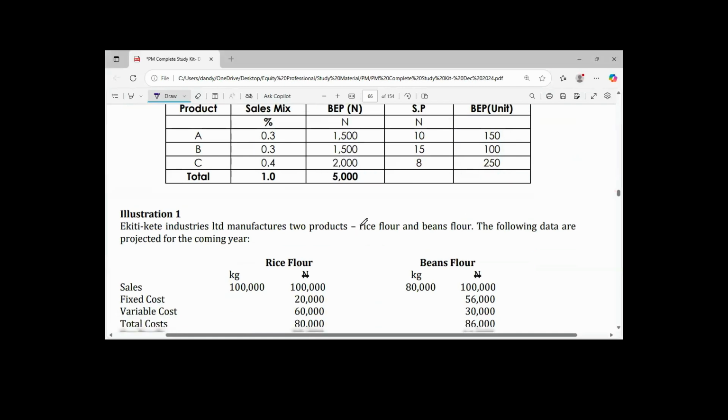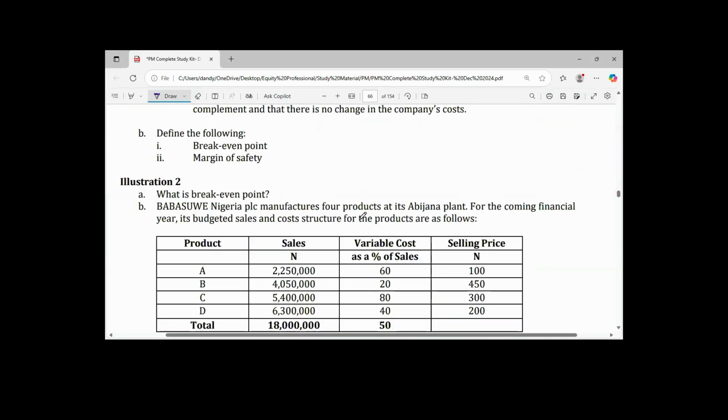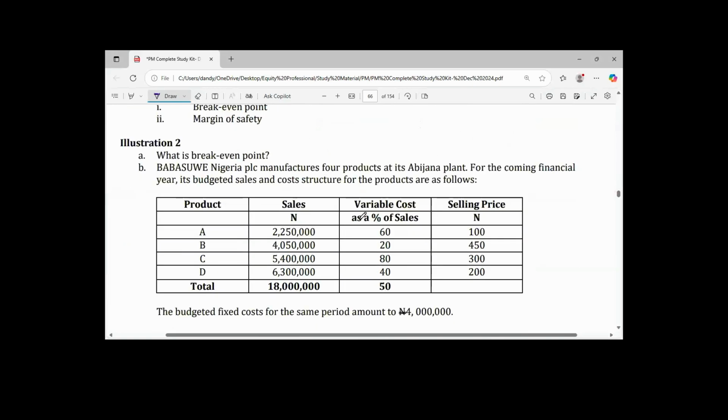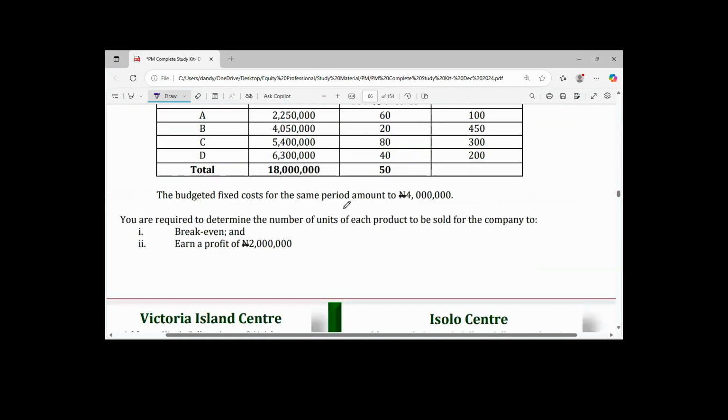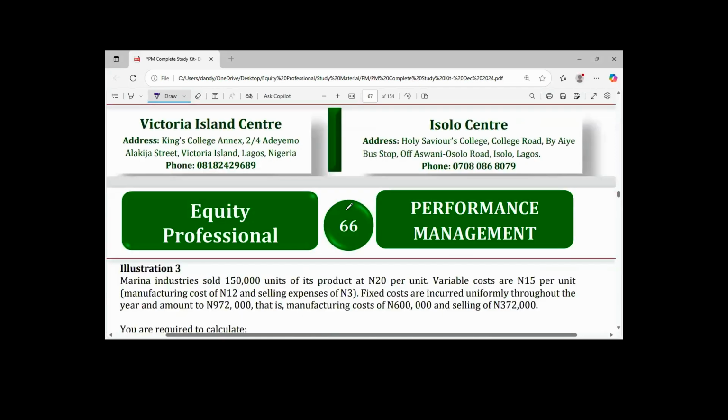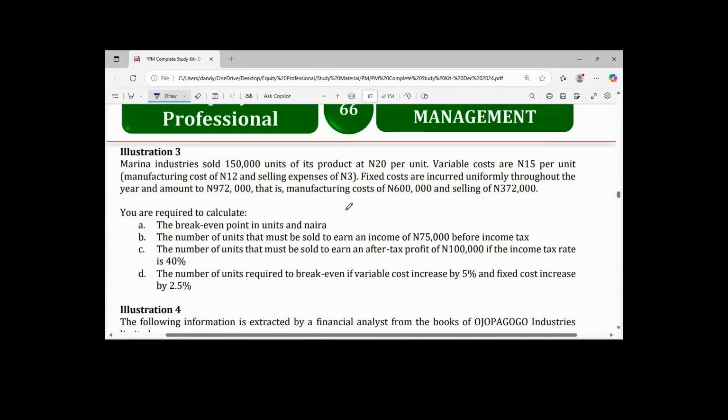Let's have illustration. We are going to have 2 illustrations for single products and then 3 illustrations for multi-product organization. So let's start small. Right, let's start with illustration number 3 to demonstrate that.